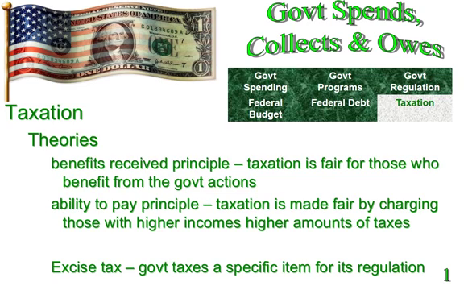Another theory or principle is the idea of the ability to pay, that there are some people who have more money and are more able to part with the money than those who make lower incomes. And so taxation is fair by charging those with higher incomes higher amounts of taxes. So those are two general principles.